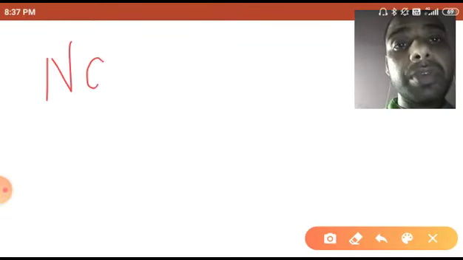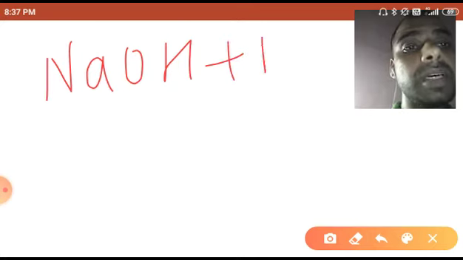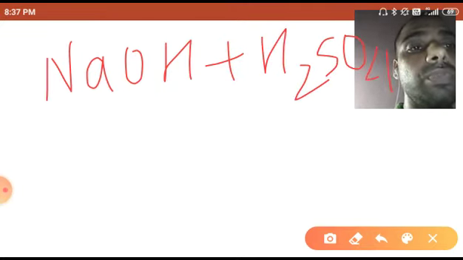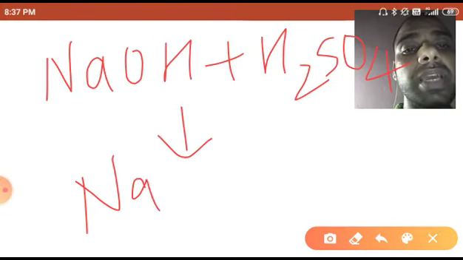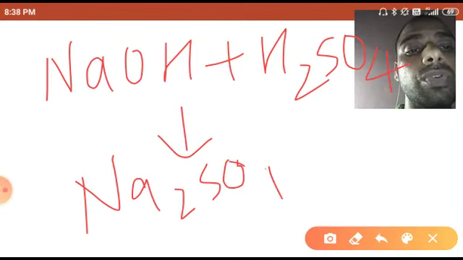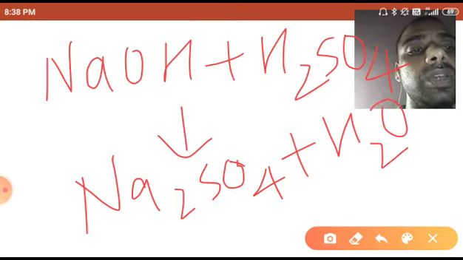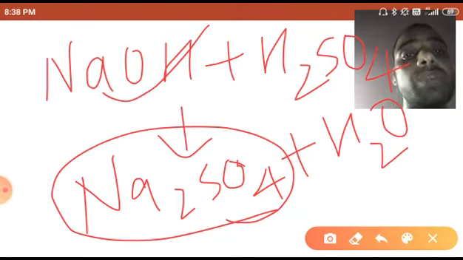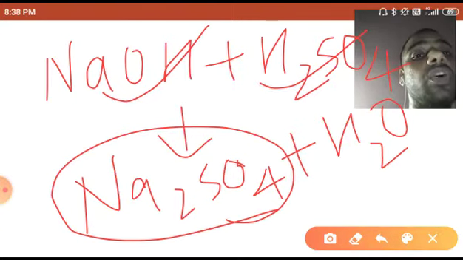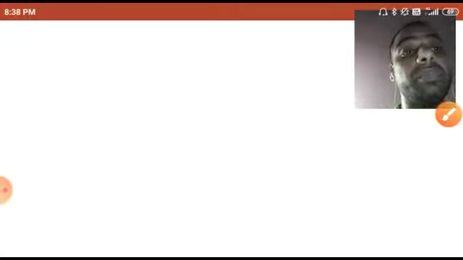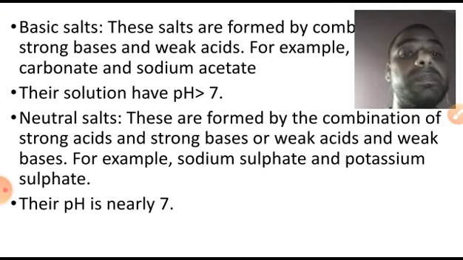Let me go to the other page and I will tell you. NaOH plus H2SO4. Now what will it form? It will form Na2SO4 plus H2O. So sodium sulfate is a neutral salt because it has formed from a strong base and a strong acid. Both are strong, and if both are strong, that means a neutral salt will form. And what could be the pH? pH is equal to 7. You can see pH is nearly equal to 7. Okay, so you have understood.